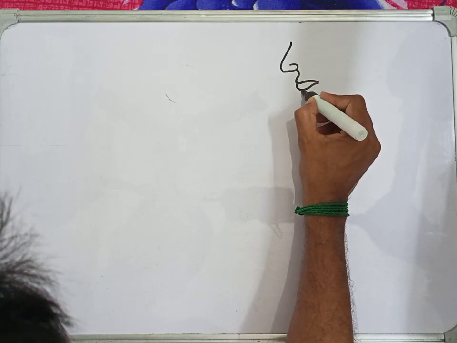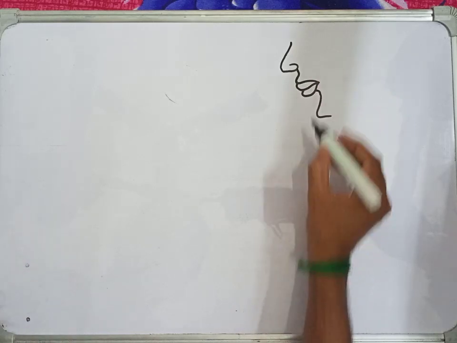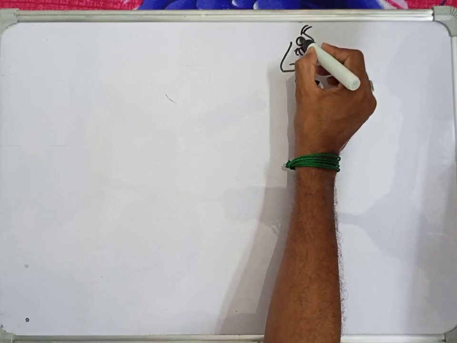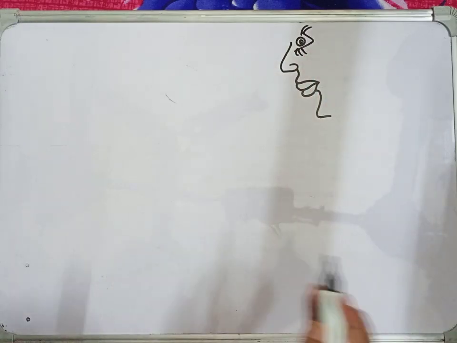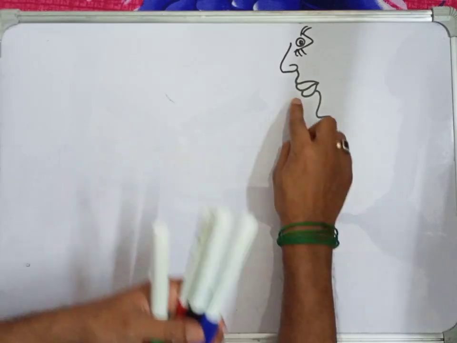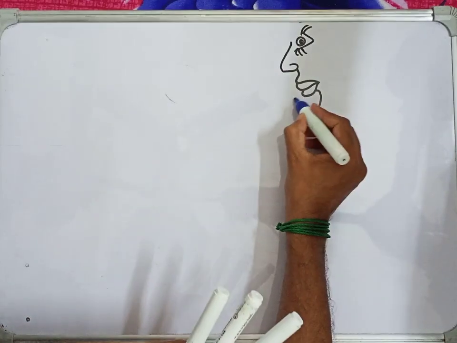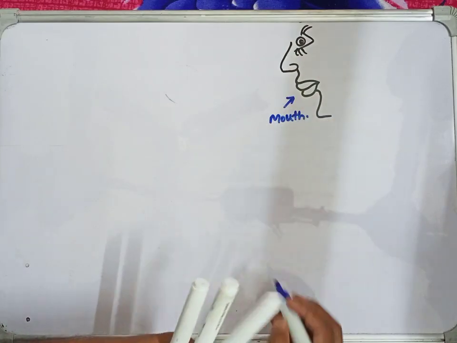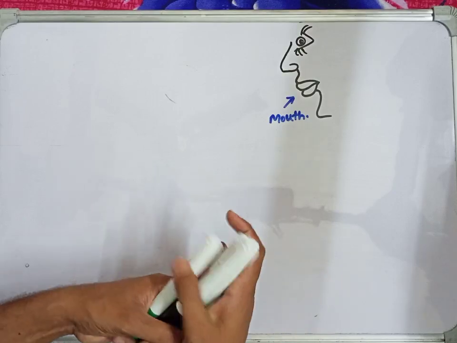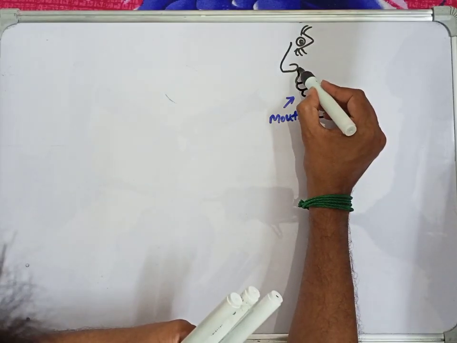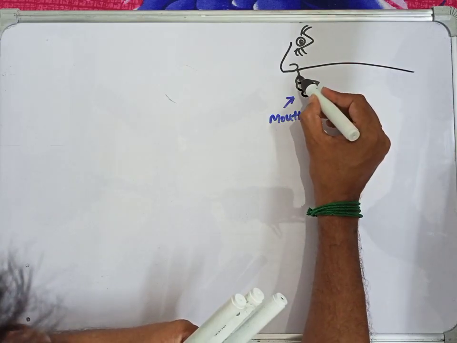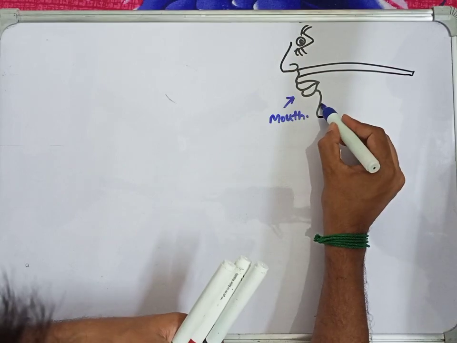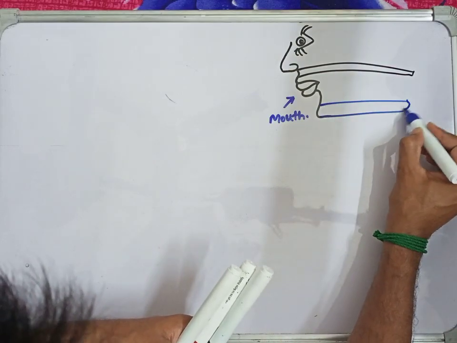That is the diagram of a very pretty and beautiful face. And the face contains the mouth, right? This portion is mouth. No need to mention that, you already know that. And the mouth is bounded by two jaws, upper jaw as well as lower jaw, right? That is your lower jaw.